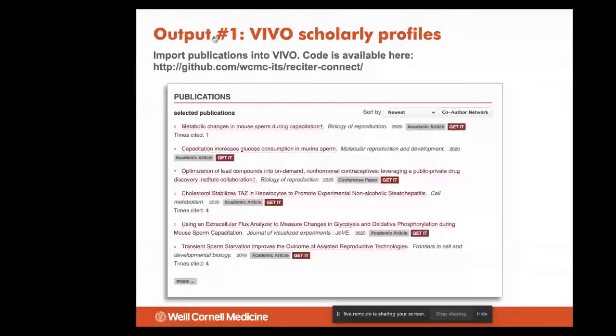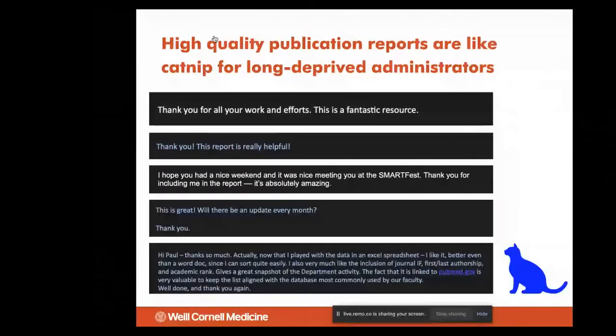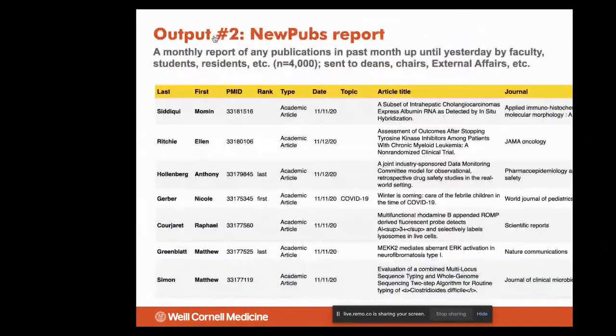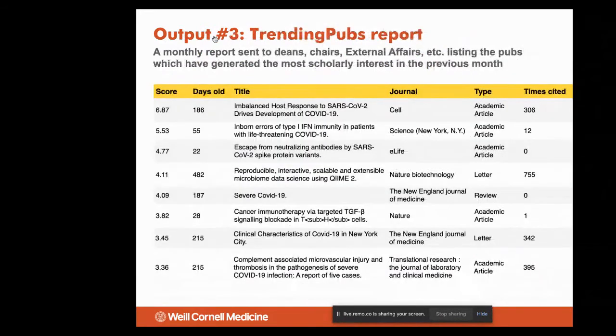I'm not going to go through all of these, but we collect a lot of really positive feedback from our users about how much they enjoy having publication data, and how they like having the data get updated so frequently. We circulate a report on a monthly basis called New Pubs, and we track 4,000 people, including residents. These are publications written by any of those 4,000 people, and they go out to about 120 people on a monthly basis.